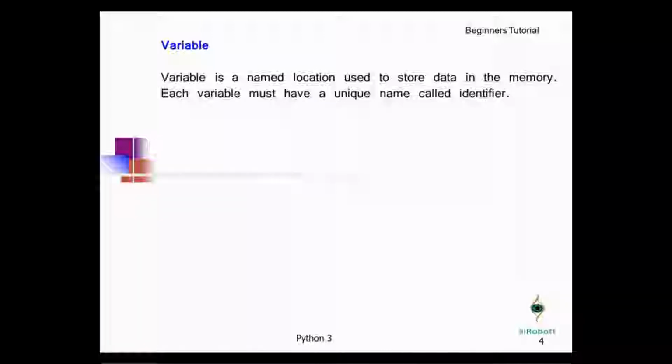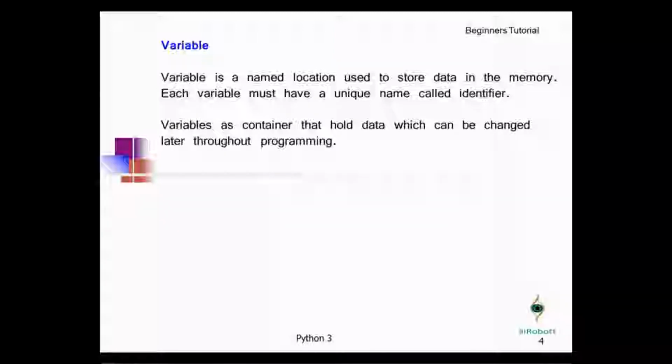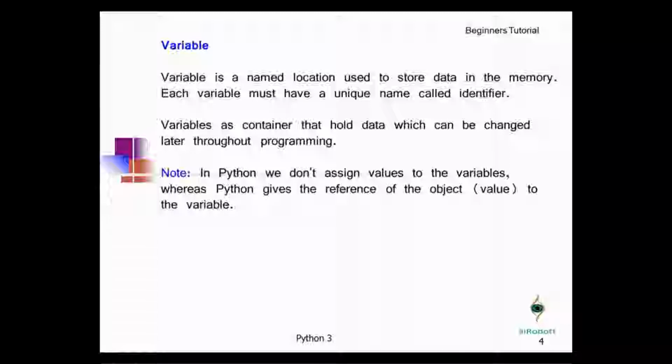First of all, what is a variable? A variable is nothing but a named location. It is used for storing data in the memory. Each variable must have a unique name, called an identifier. Variables are containers that hold data, which can be changed later throughout the programming. Here is one note. In Python, we don't actually assign values to variables, whereas Python gives the reference of the object or value to the variable.